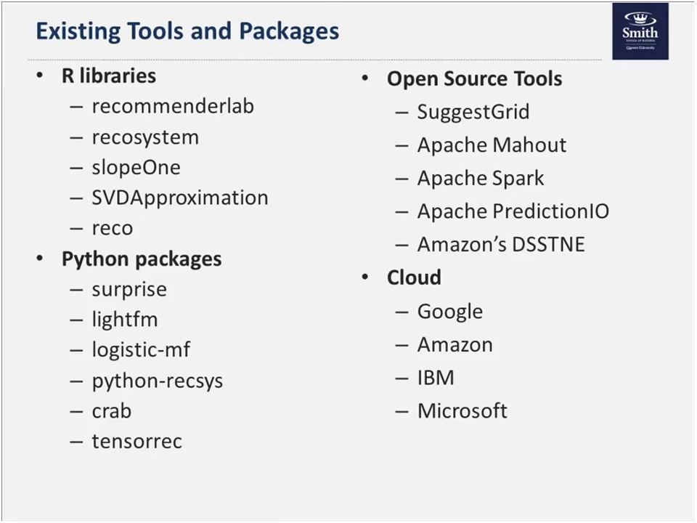This is a $35 billion a year business for Amazon, but they've open sourced the tool. And then all the major cloud platforms like Google, Amazon, IBM, and Microsoft, they all have recommender systems that you can use. So in the MMA and MMAI programs, we would use one of these R libraries or one of these Python packages to build a recommender system ourselves.